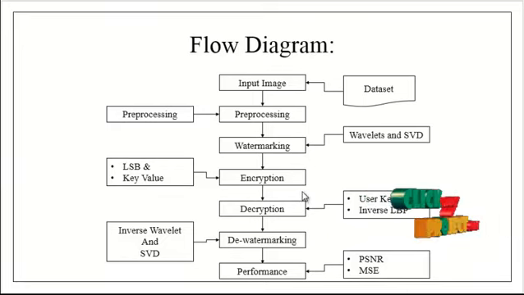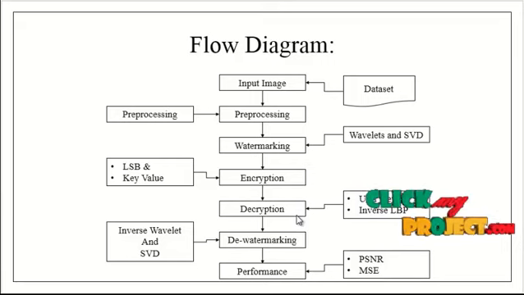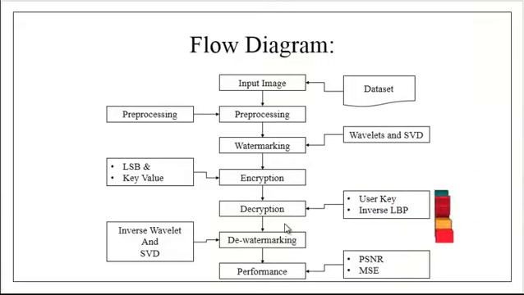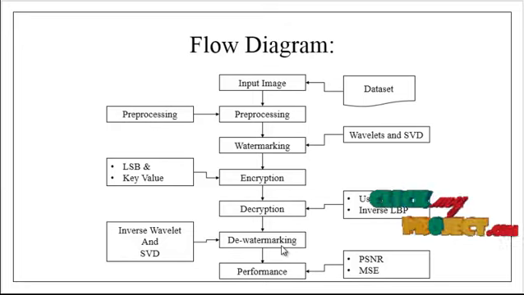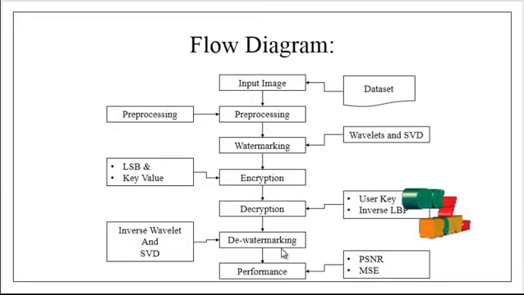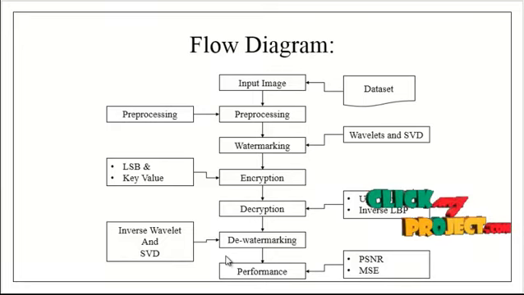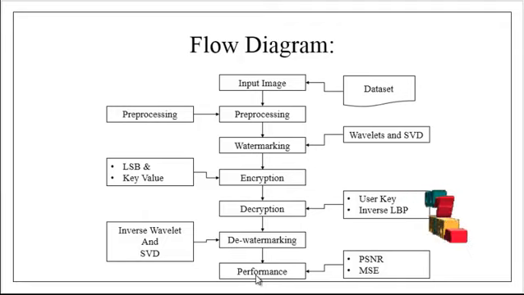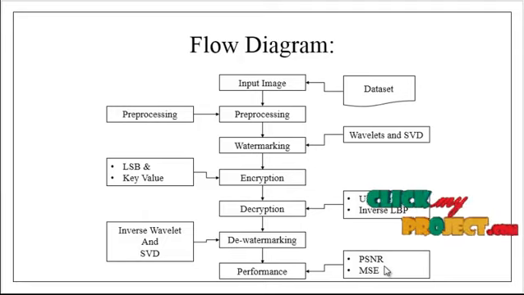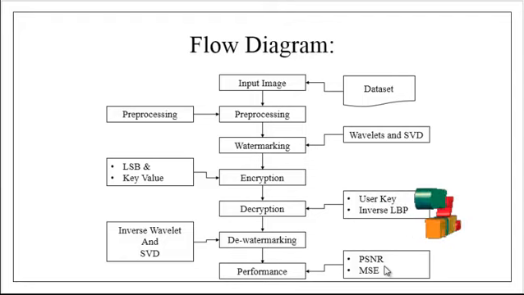After the encryption stage, the decryption will be done, which is the reverse process of the encryption. In this reverse process, the decryption should decrypt the image back into the original image, that means the watermarked image. The watermarked image will be the input for the de-watermarking step. In this de-watermarking step, the inverse of wavelet and the inverse of SVD will be applied to extract the watermarked image. The final results will be the watermarked image and then the secret image. Then finally the performance will be estimated based on two parameters, PSNR and MSE, that means the peak signal to noise ratio and mean square error.